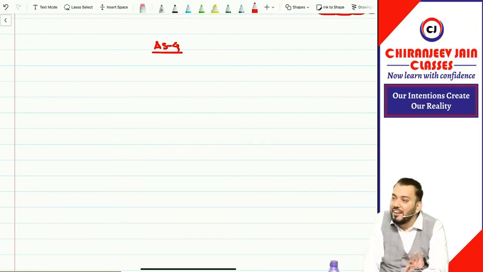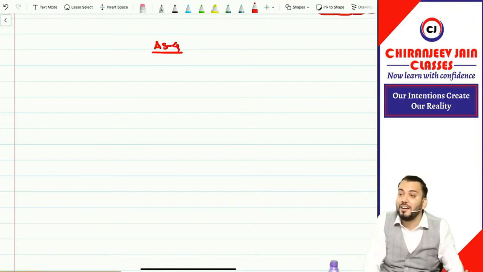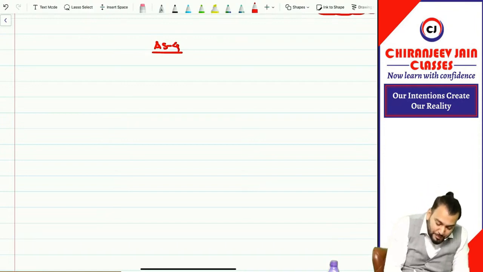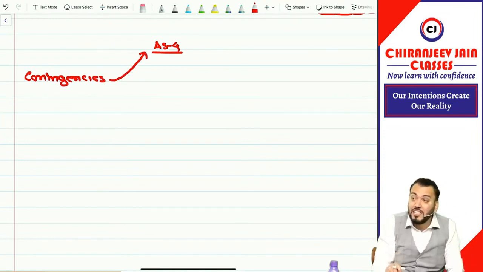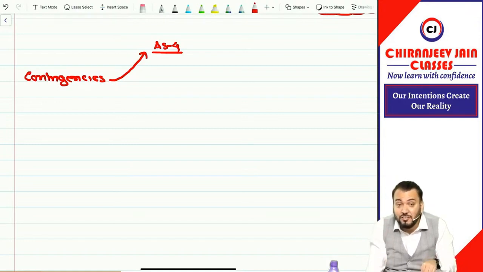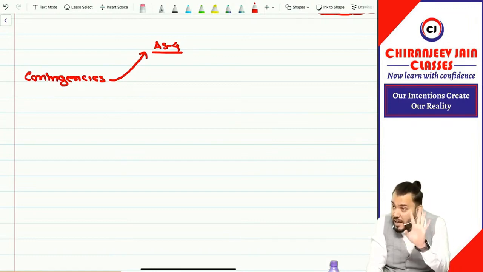Because you have done directly what? AS 29. And in AS 4, the teacher has done only what? Events occurring after the balance sheet date. So I know you have not done the meaning of contingencies. So let me first start with the meaning of contingencies. I am doing this as per AS, not as per Ind AS. Right now I am teaching you AS. Have you understood? Contingencies has not been defined in Ind AS. Have you understood this point?